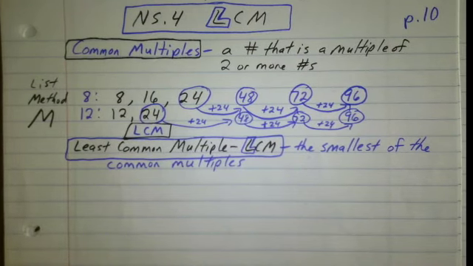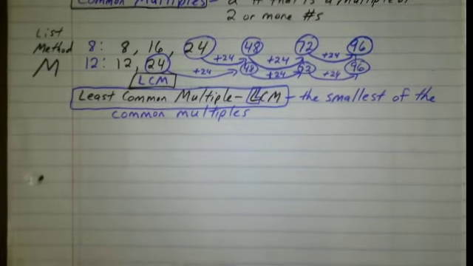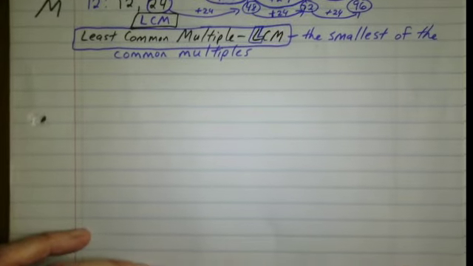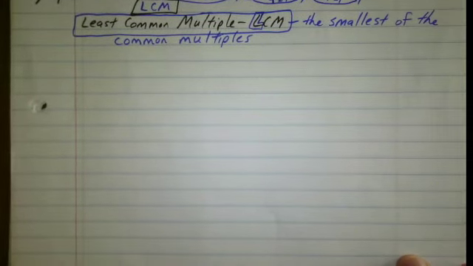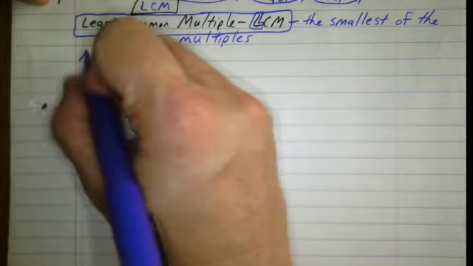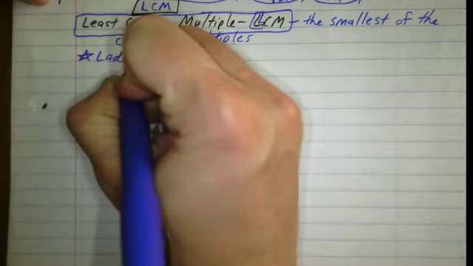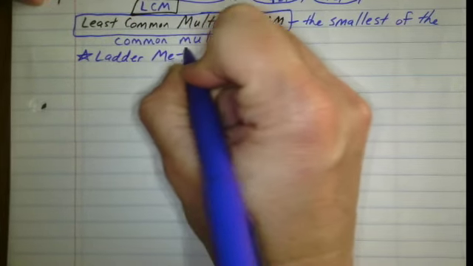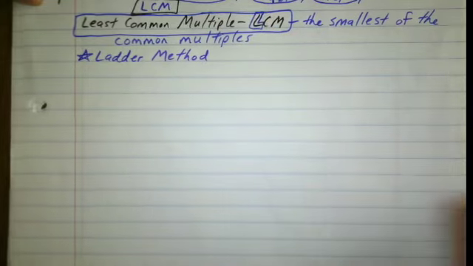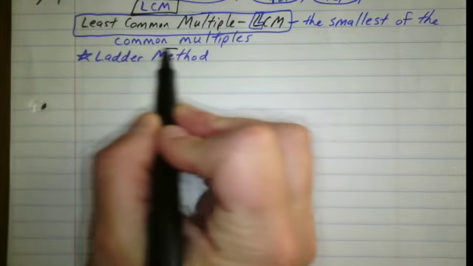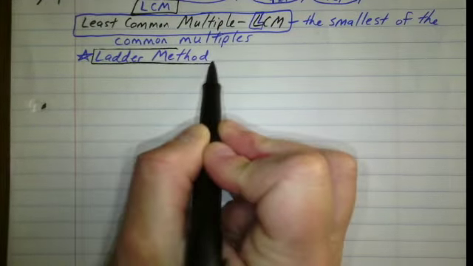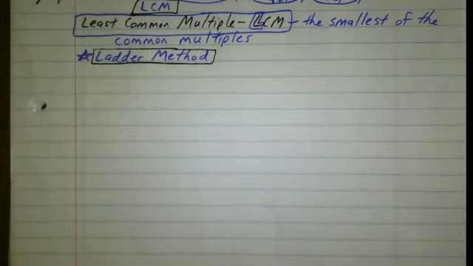And there's nothing wrong with the list method here, but I do want to show you the ladder method because I really do like it. The ladder method would be like a continuation of what we were doing with greatest common factor as well. So I would like you to use the ladder method when finding the least common multiple. So box that in for the ladder method.